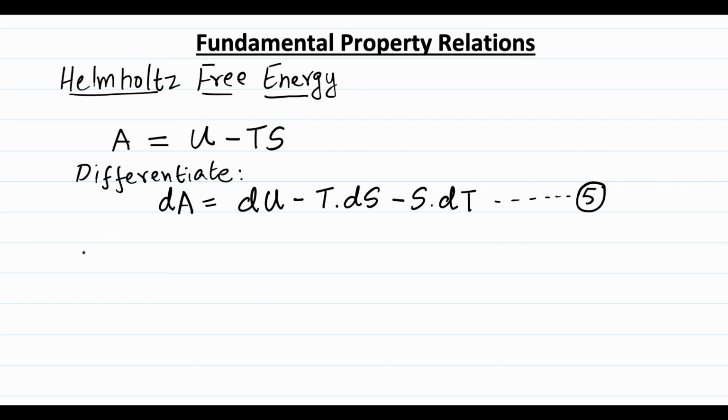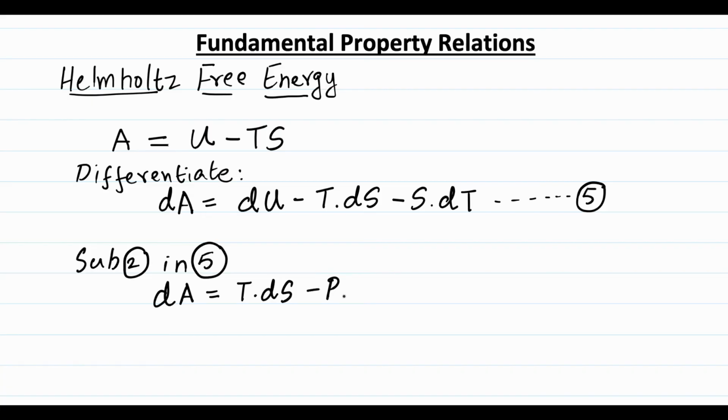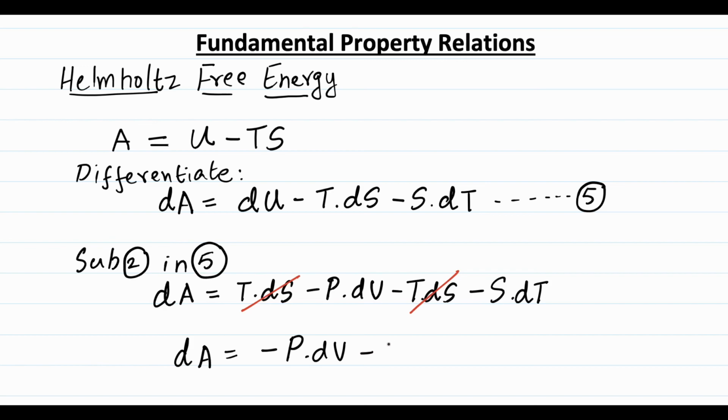Now when we substitute equation 2 in equation 5, we can rewrite the equation as dA is equal to TdS minus PdV minus TdS minus SdT. So the plus TdS and minus TdS will get cancelled, and finally what we get is dA is equal to minus PdV minus SdT, and this is the differential form of Helmholtz free energy.